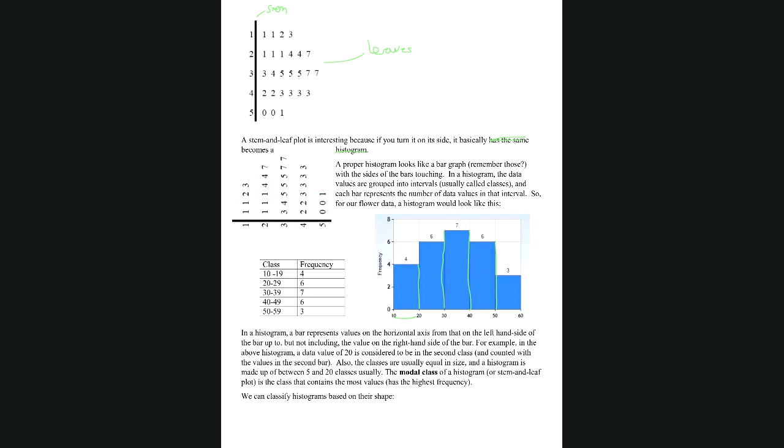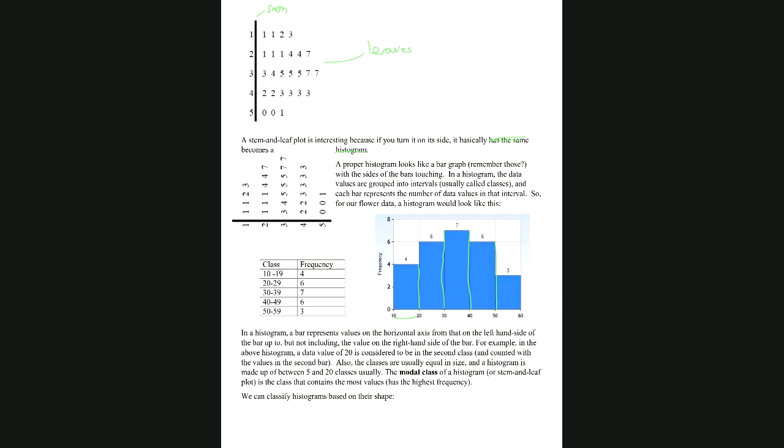Also, the classes are usually equal size. In fact, they are, I say usually equal size. I can't think of a reason why they wouldn't be. So the classes are of equal size. You'll notice each of these have 10 numbers in them. And the frequency may not be equal, but the classes themselves are equal. And a histogram is made up of between 5 and 20 classes usually. So it's tradition to have a histogram be between 5 and 20 classes. You'll notice that we have 5 classes in ours.